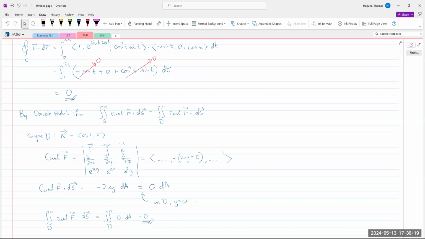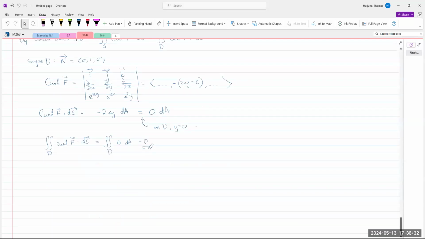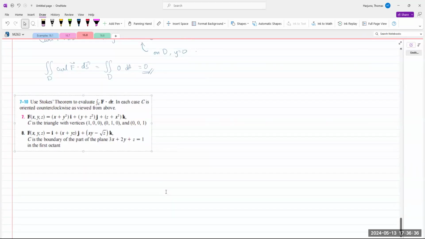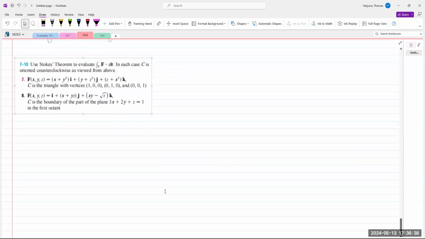Let's go on further. How about question number 8? In question number 8, we basically go backward. Use Stokes' theorem to evaluate the integral over curve C of f dot dr. In each case, C is oriented counterclockwise as viewed from above.